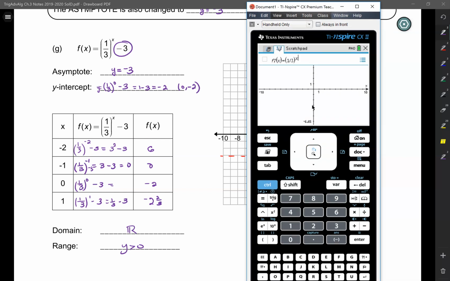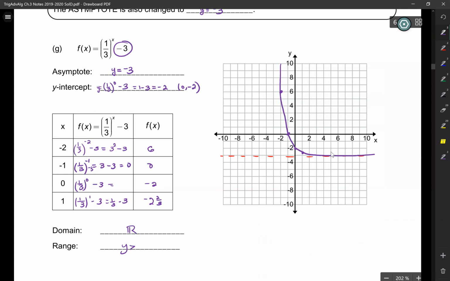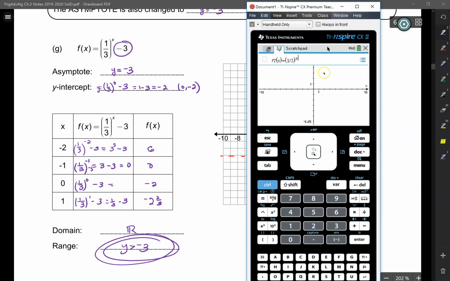Wait, how come the range is y? I'm so sorry. What should it be? It's greater than negative 3. Sorry about that. So 1 over 3 to the x minus 3, right? Okay. And look at what you have.